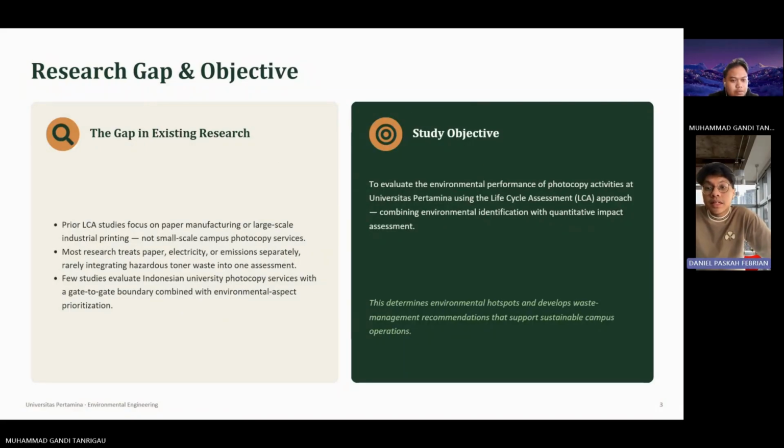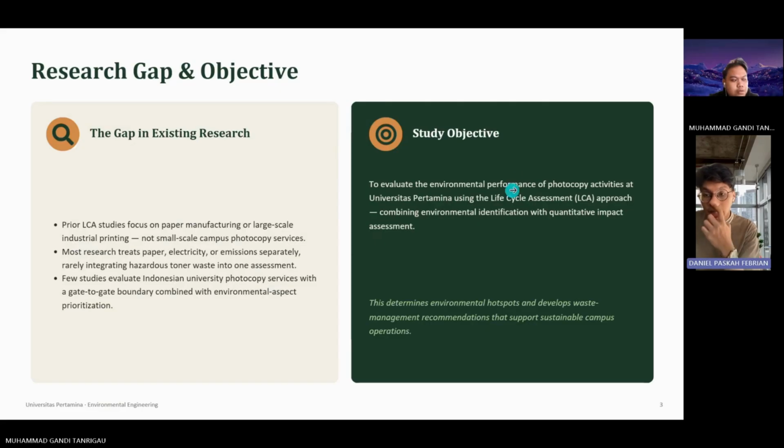Previous studies mainly focus on paper manufacturing or large-scale printing industries. Few studies evaluate small-scale photocopy services on university campuses, especially in Indonesia. In addition, previous research rarely combines paper, electricity, and waste into one integrated environmental assessment.